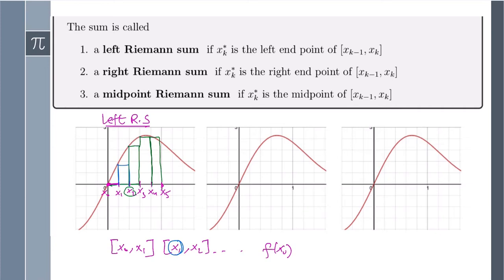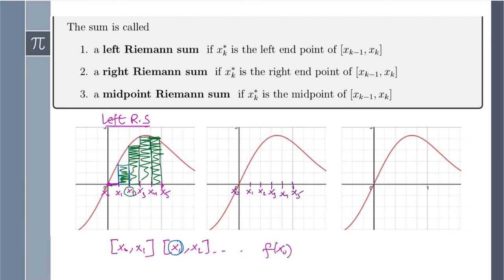So this area plus this area plus this area plus this area. When you add these, that gives us the left Riemann sum. Now, how does the right Riemann sum look? If we take the same graph and divide it, this is x sub 0, x sub 1, x sub 2, x sub 3, x sub 4, and x sub 5.